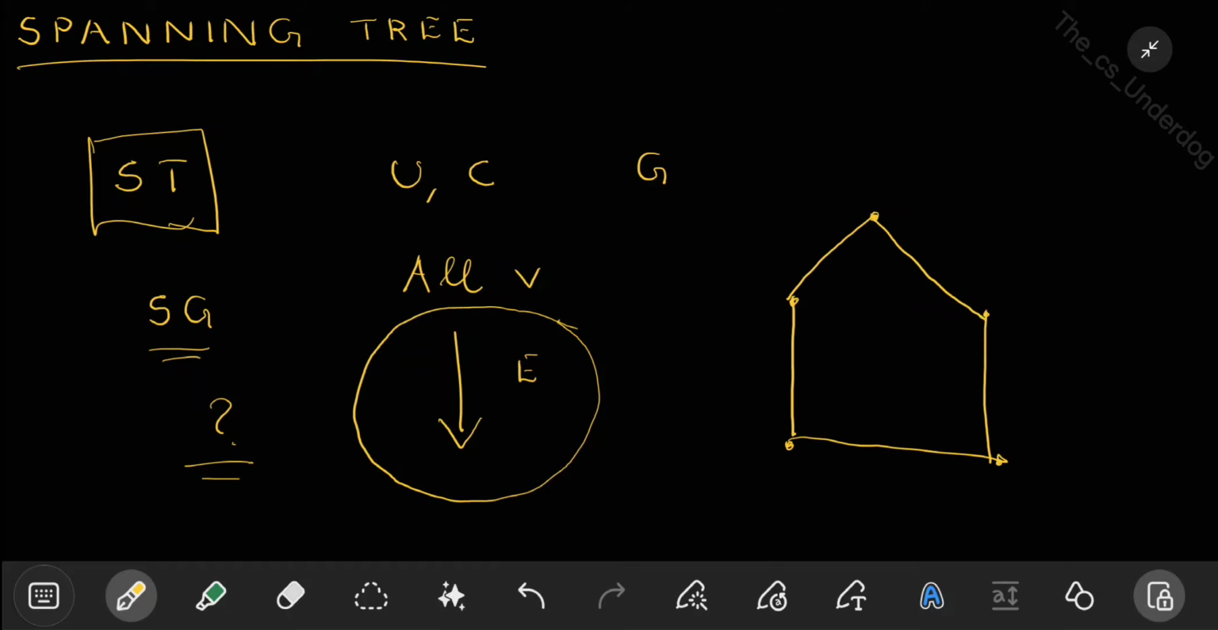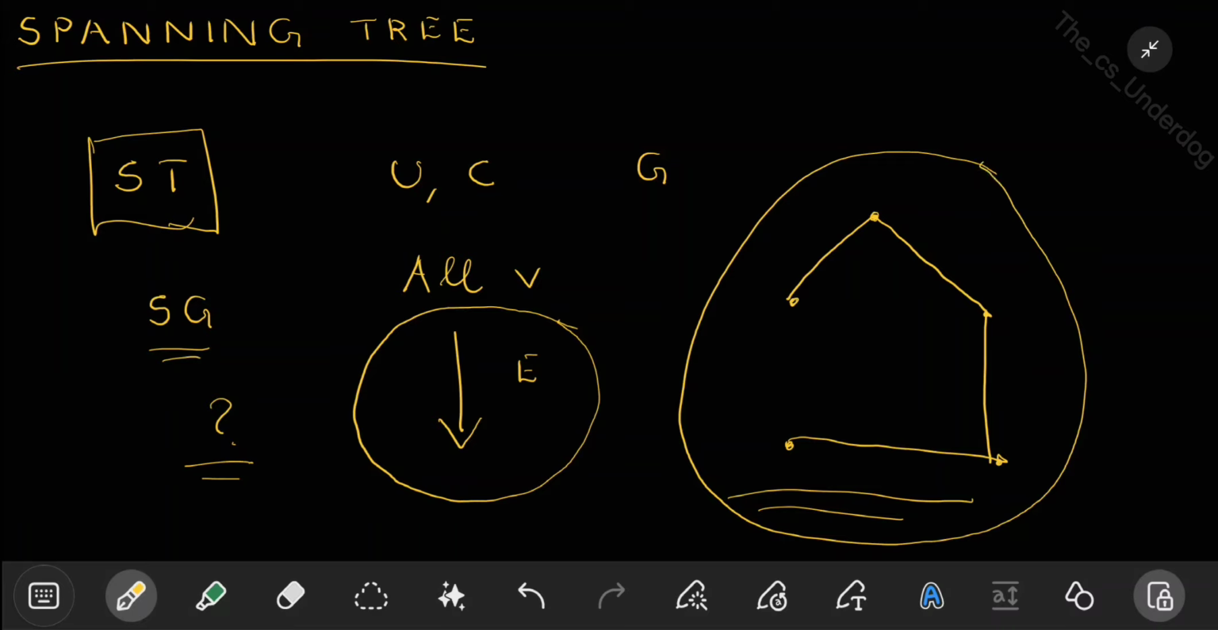If this is the case, then if you remove any one edge from this graph, let us say I removed this edge, it will still remain connected. Still, all the vertices are connected by edges. Instead of this, let us say if I removed this edge, still all the vertices are connected in this graph. Which means whenever you have a cycle in a graph, if you remove any one edge from the cycle, the graph will still remain connected. Which means a graph with a cycle can never be a spanning tree. A spanning tree will never have a cycle in it because you can still remove one edge.